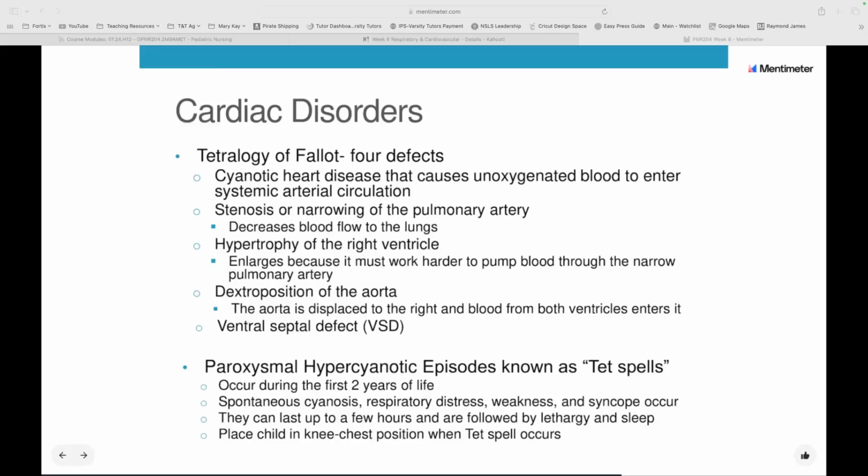spell. In older kids that are mobile, you're going to see them playing and carrying on, and then all of a sudden they're going to squat. And they're doing that same thing. That squatting mechanism for an older kid is that same knee-chest reaction, trying to return blood flow to the heart.